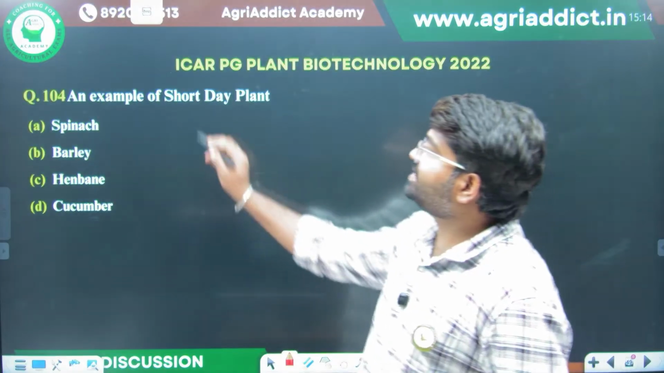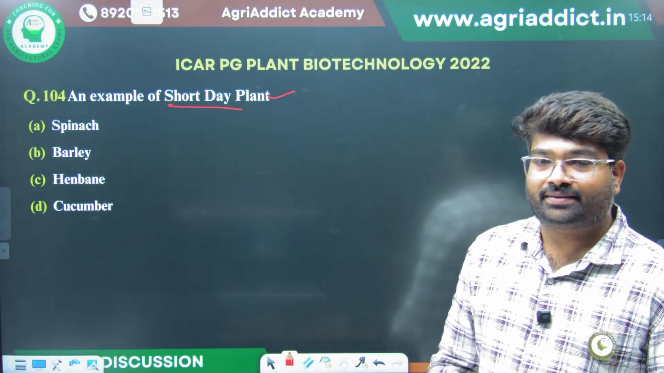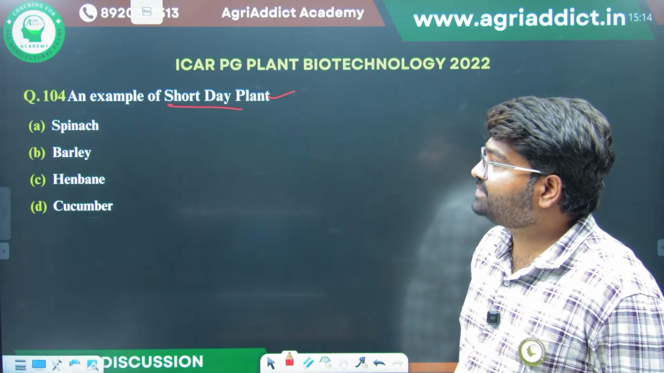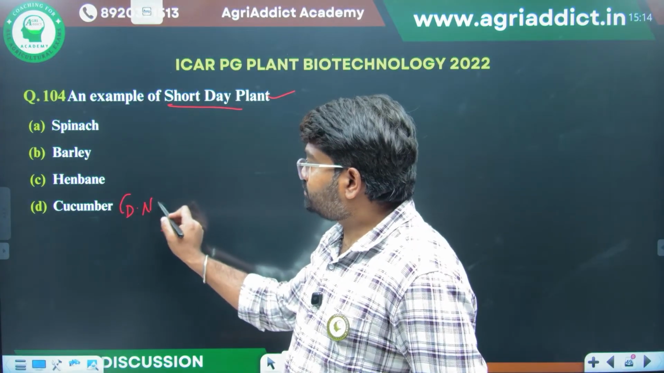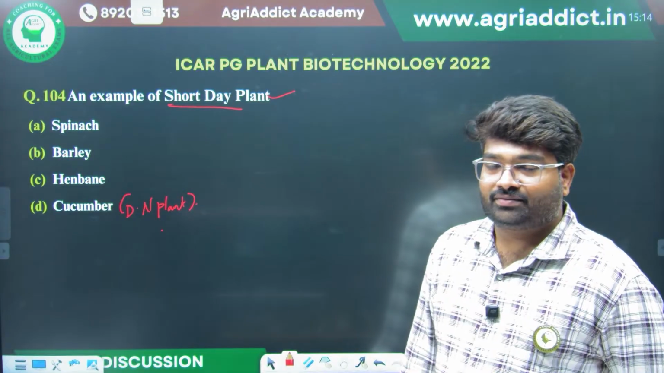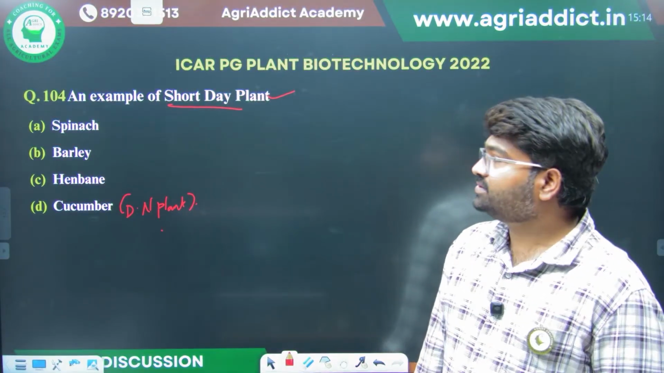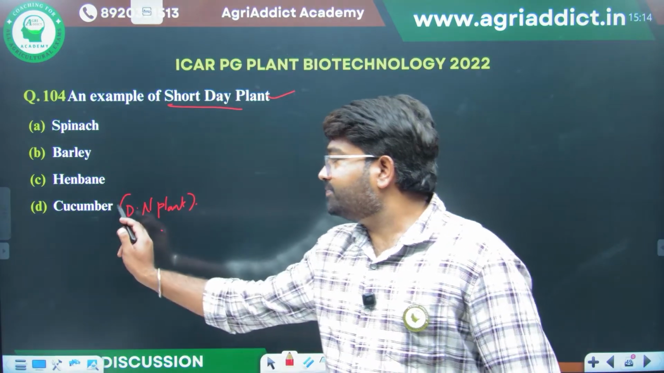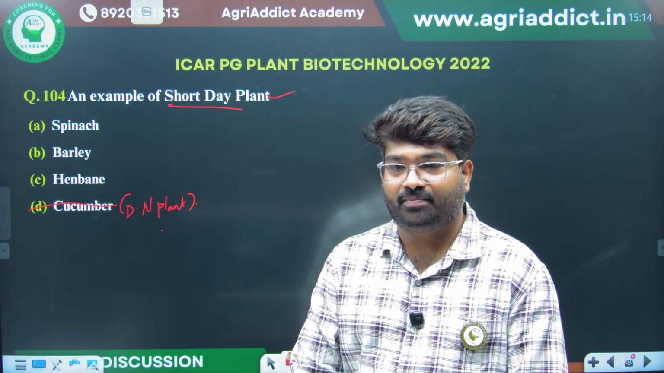An example of a short day plant. What will be the example for a short day plant? Spinach, barley, henbane, cucumber. Cucumber will not come because that is a day neutral plant, a typical example of a day neutral plant. Any guesses? Yes, barley, henbane, spinach.